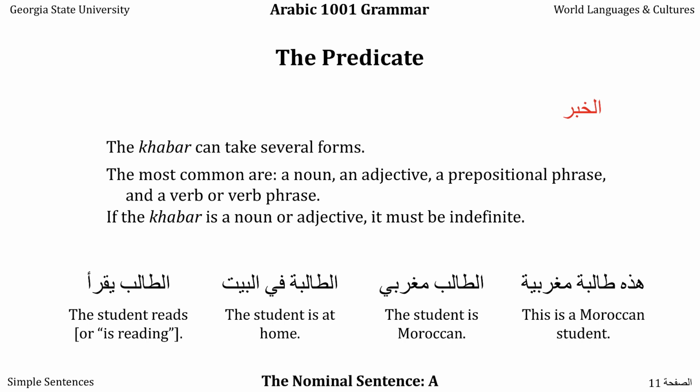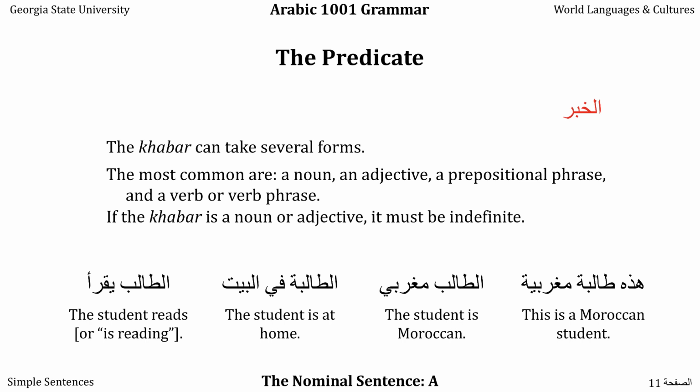So take a look at these sentences and phrases. Hadihi is definite by definition. Toliba is indefinite, so we know that this is a sentence, and the is goes between hadihi and toliba. Maghreb is Morocco, so hadihi toliba maghrebiya, this is a Moroccan student. So in that example, we're using an indefinite adjective as the khabar. In the second one, we're going to say at-talib maghrebi. The student is Moroccan, so again, another indefinite adjective.